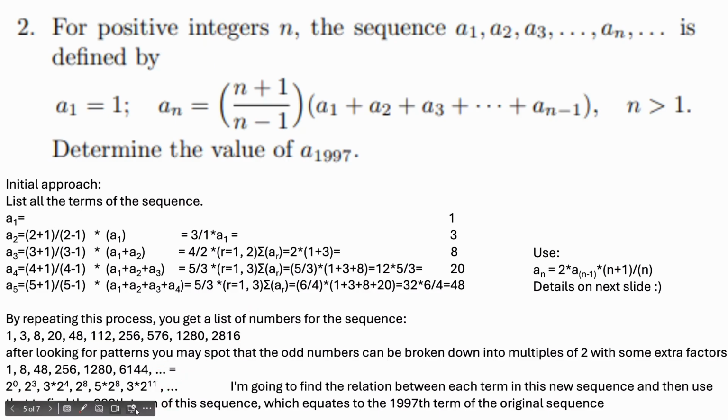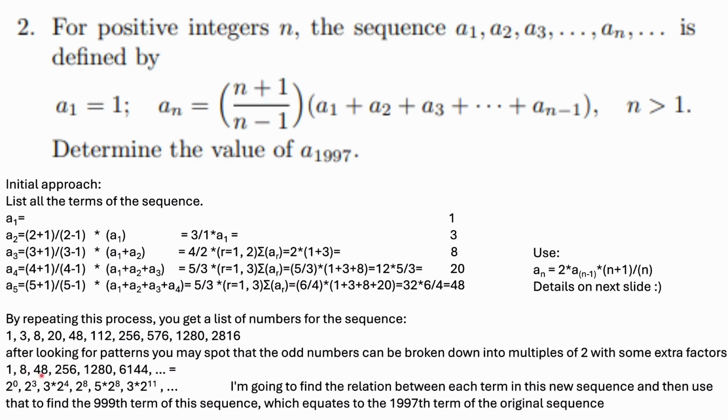Once I had the odd numbers, I realized that if I could find the 999th term of the odd numbered sequence, I could find the 1997th term of the original sequence. Because if you take, let's say, the fifth term of the original sequence and you divide it by 2 and you round up, then you get the third term of the odd sequence.